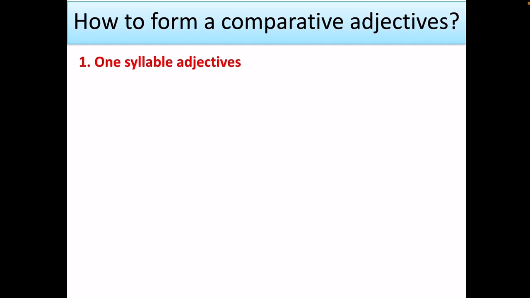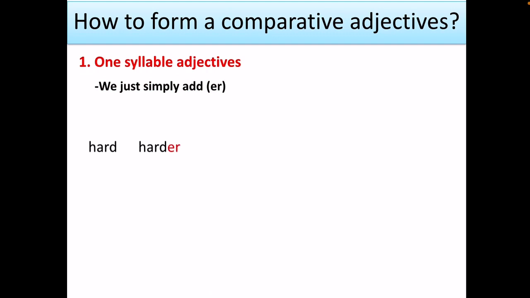The first one is when I have one syllable adjectives. When the word has one syllable, meaning one vowel sound. The vowels are A, O, U, I and E. When I have only one vowel sound in the adjective, we have different rules. The first one, we just simply add ER at the end of the adjective so that we can change it to a comparative adjective.